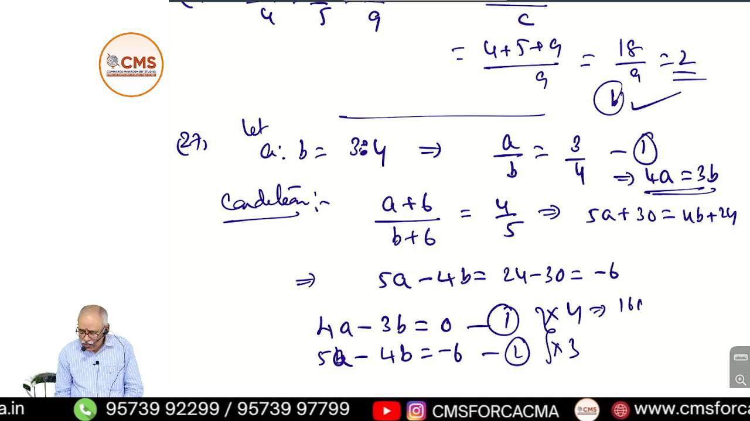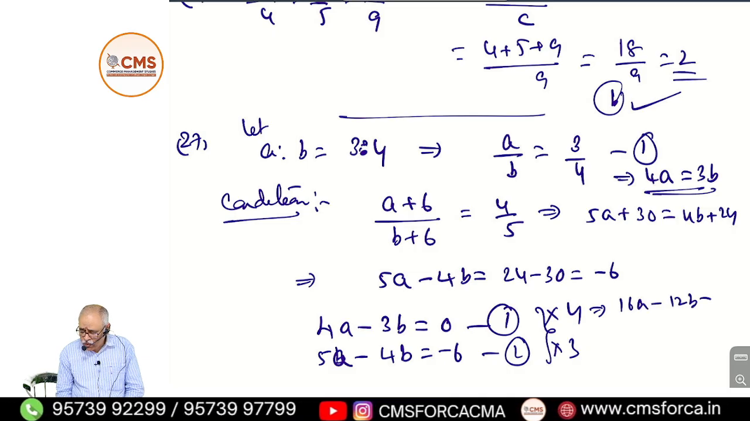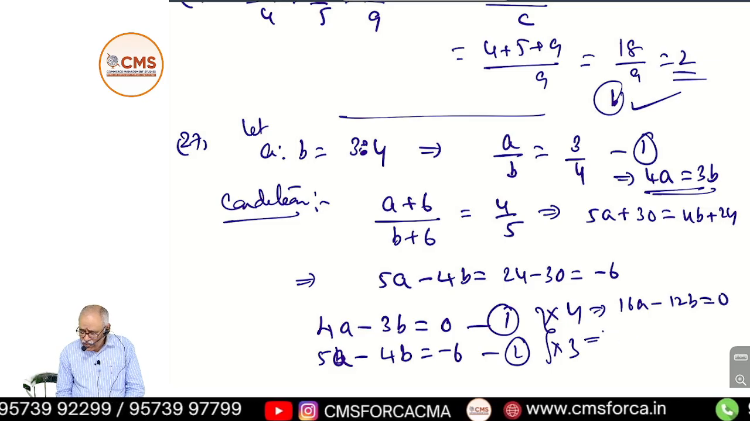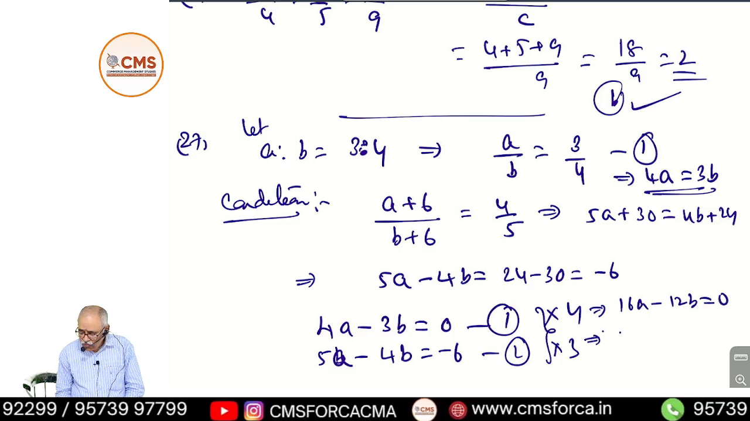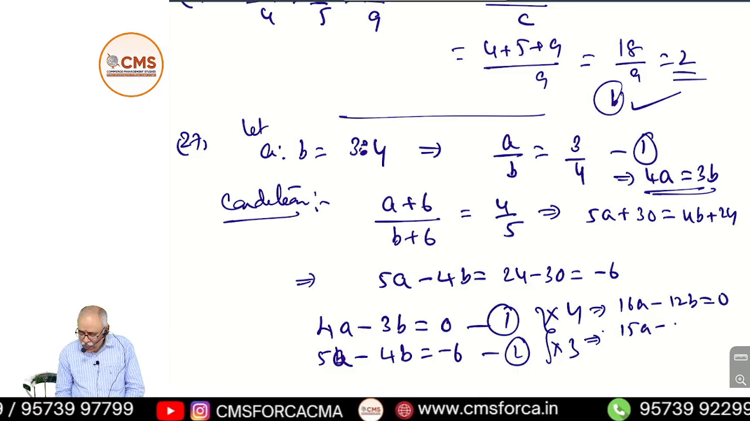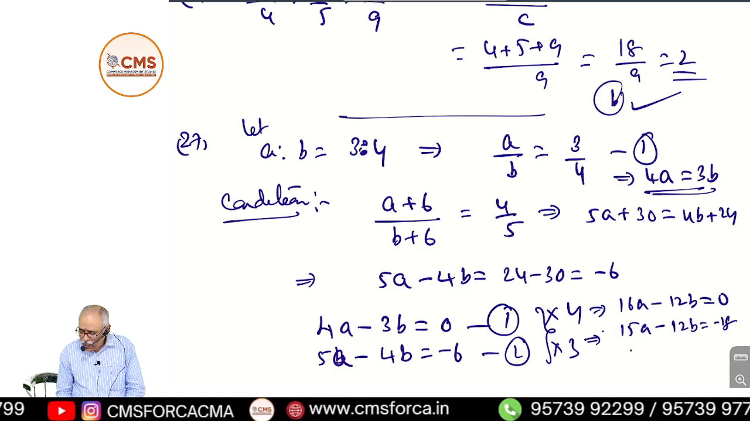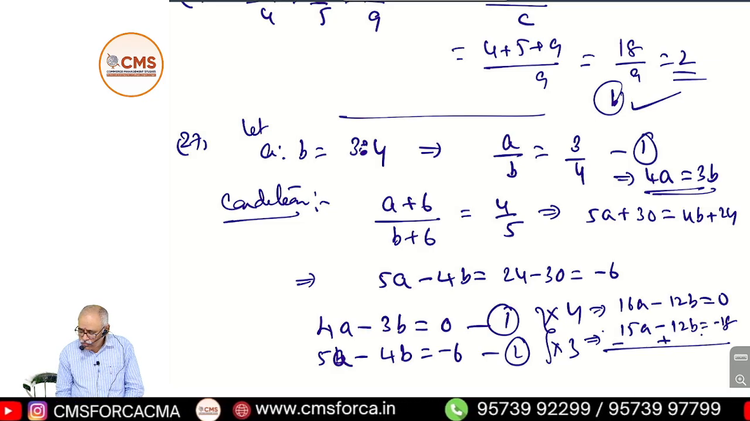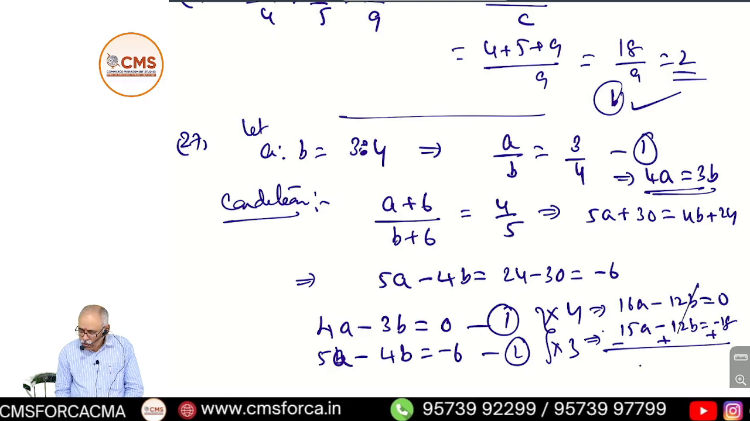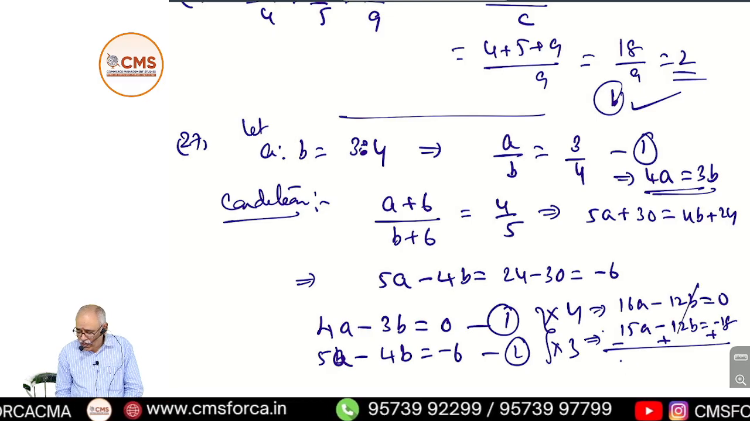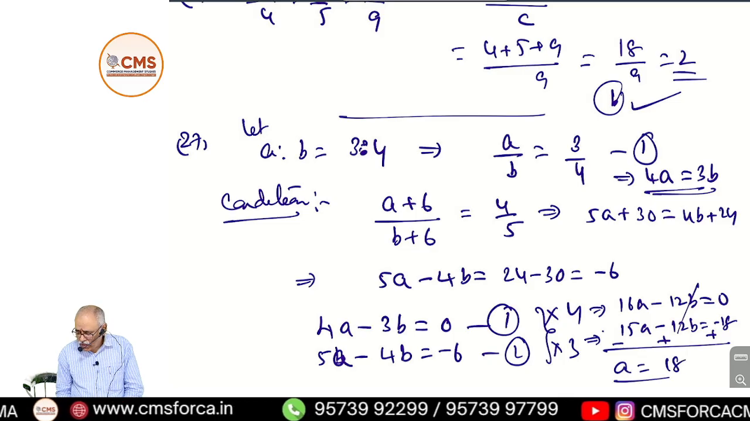What will happen? 16A minus 12B equal to 0. Second one, what will happen? 15A minus 12B equal to minus 18. Subtract. 12B cancel. A is equal to what?